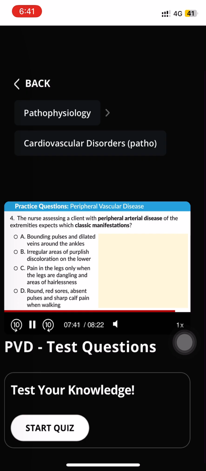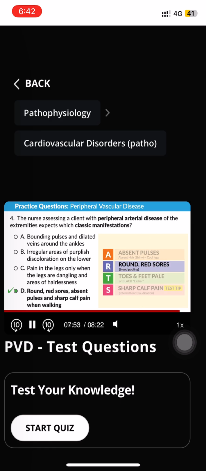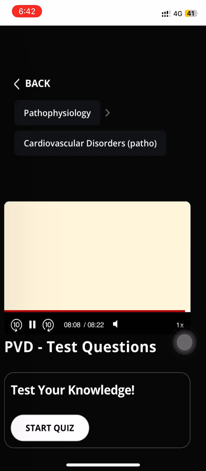Now, option D is the most correct. Round red sores, absent pulses, and sharp calf pain when walking around. Yes, as you can see from the memory trick ARTS, round red sores, absence of pulses, and the most classic sign is that sharp calf pain, that intermittent claudication when walking or exercising from the lack of oxygen to the legs.